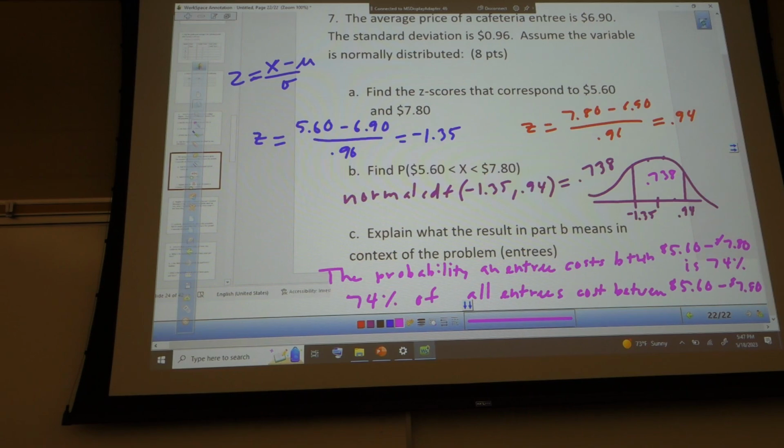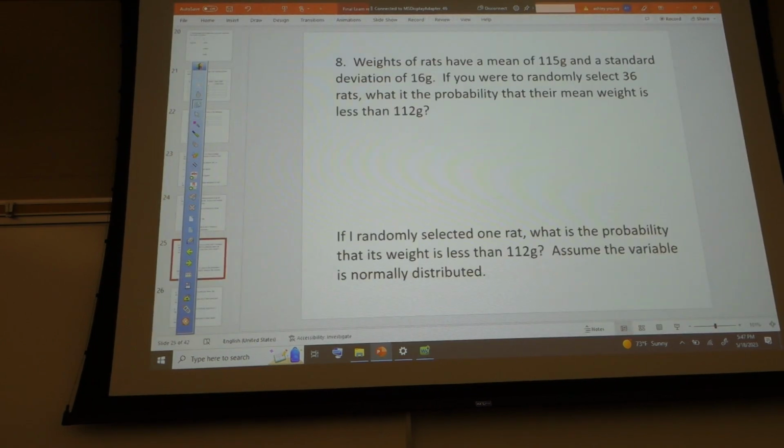Like if 30% of people watch the Super Bowl, then what's the probability I pick someone that watched the Super Bowl? 30%. Right? Okay, pretty good. So that is the normal distribution.